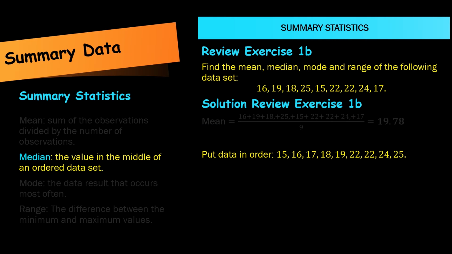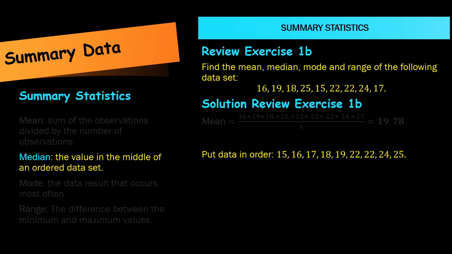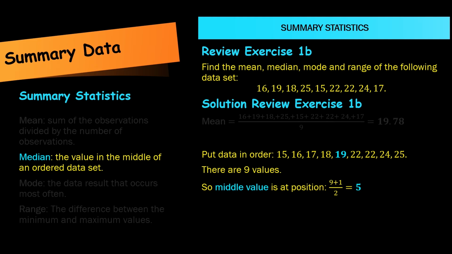And now for the median. Put the data set in order first, as shown. There are 9 values altogether. The middle value is at position 9 plus 1 divided by 2, which is equal to 5. 19 is the 5th data value in the data set. Therefore, the median is 19.